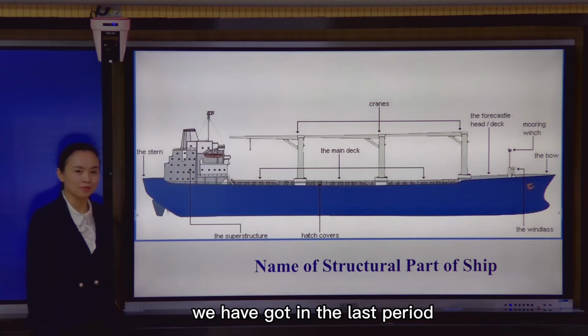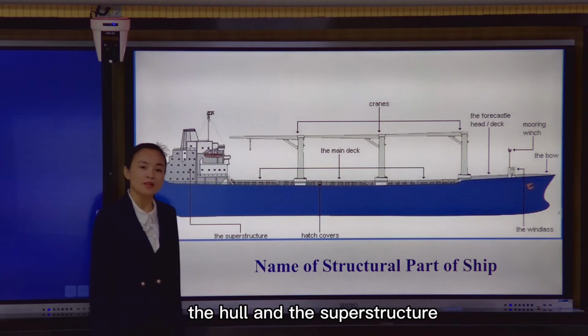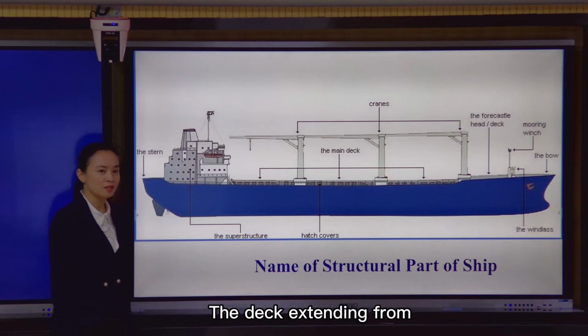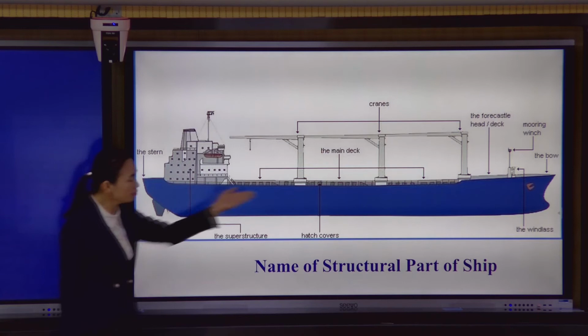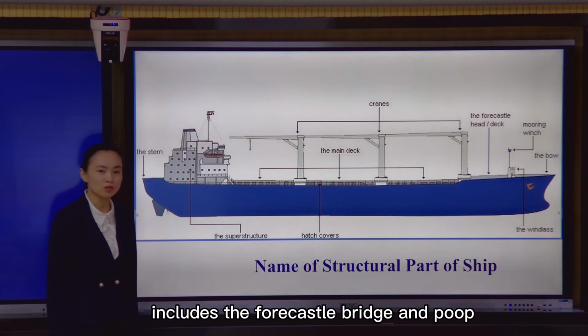In general, a vessel is made up of two parts, the hull and the superstructure. The main body of a ship is the hull. The hull contains the engine room, cargo space, and a number of tanks. The deck extending from bow to stern is called the main deck. The superstructure is above the main deck. The superstructure includes the forecastle, bridge, and poop.